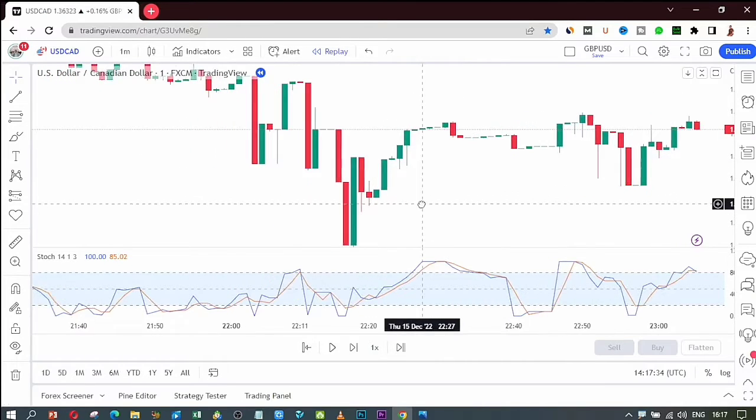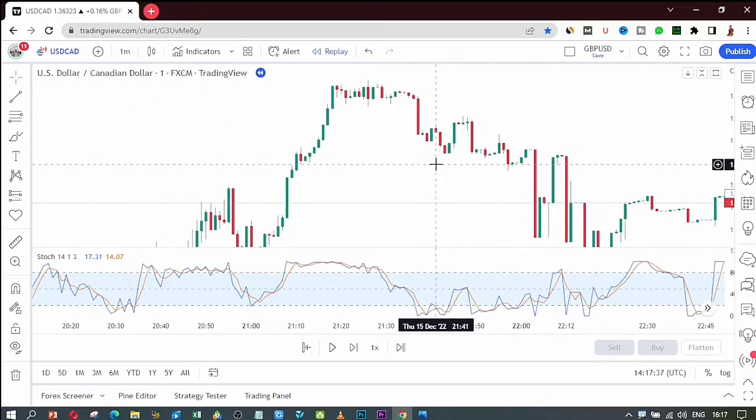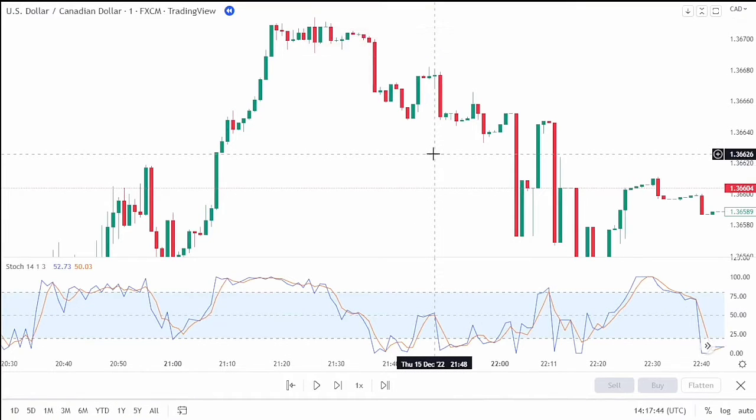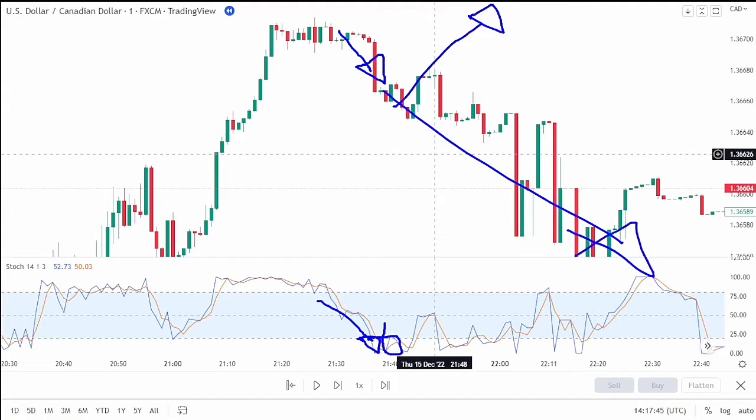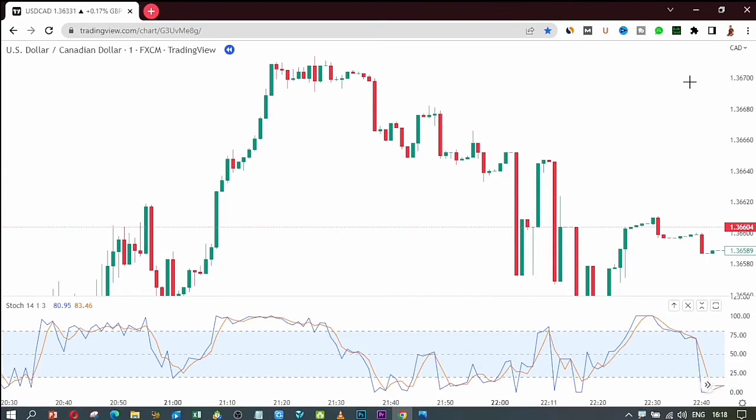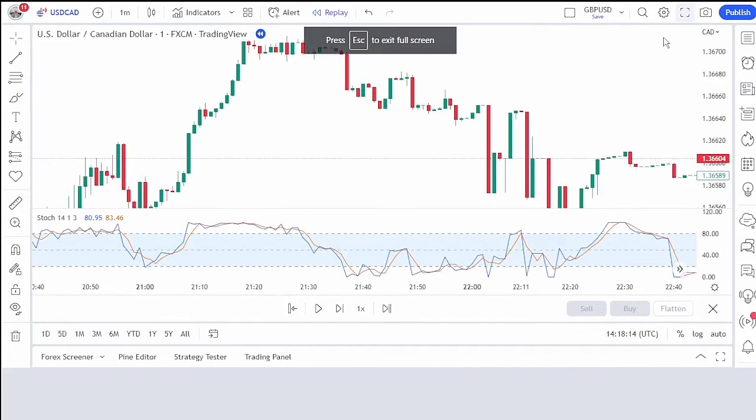But there is a problem with this stochastic strategy. There are going to be times when the stochastic comes down, we see a crossover, we are expecting prices to go to the upside, and it doesn't, and it keeps going to the downside. In this case, you would place a losing trade here, another losing trade here, and another, until you lose like 5 or 6 times in a row, which is not very good. So how do we improve this?